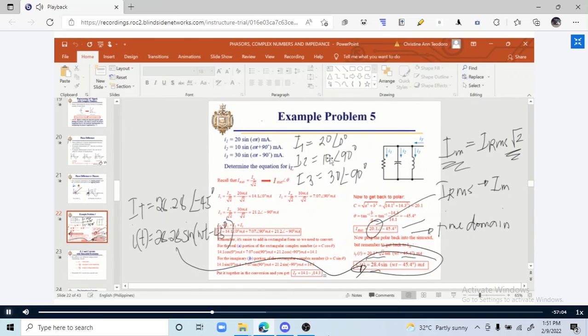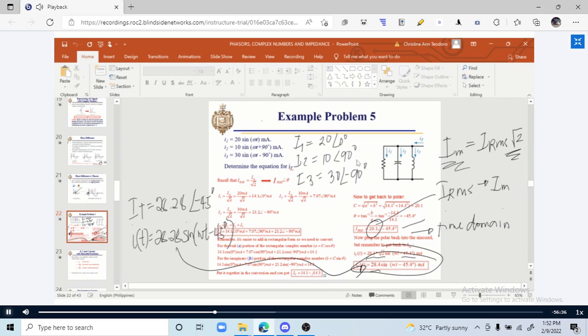The direct format is that you can convert your time domain to your frequency domain directly. So if you have I1 which is equal to 20 sine omega t, you can just write I1 is equal to 20 angle 0. Then I2 is 10 sine omega t plus 90. You can just write I2 is equal to 10 angle 90 degrees. And you can have I3 is equal to 30 angle negative 90 degrees.